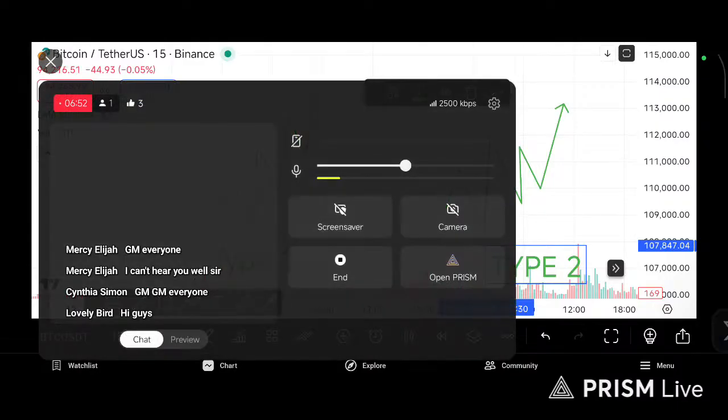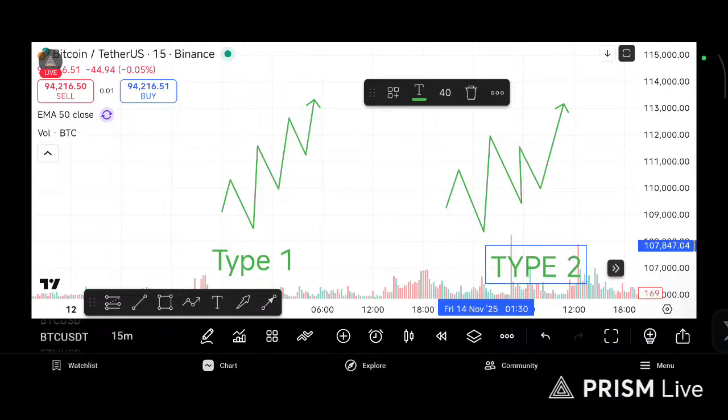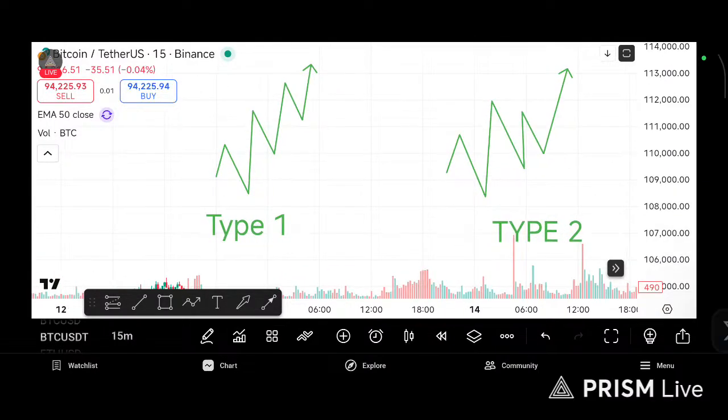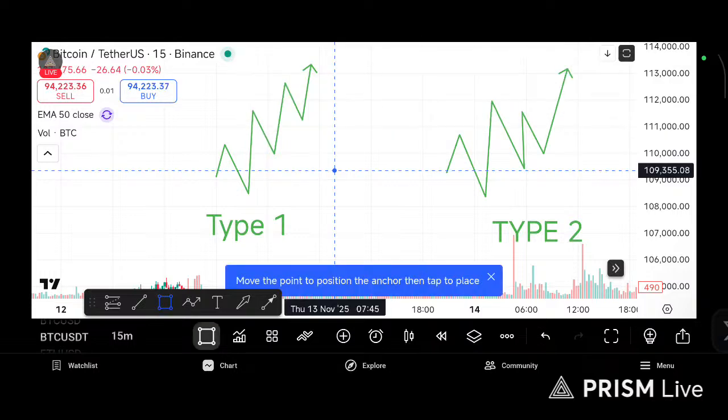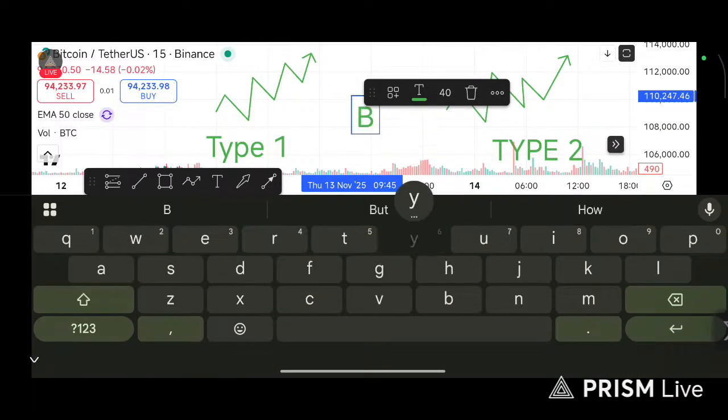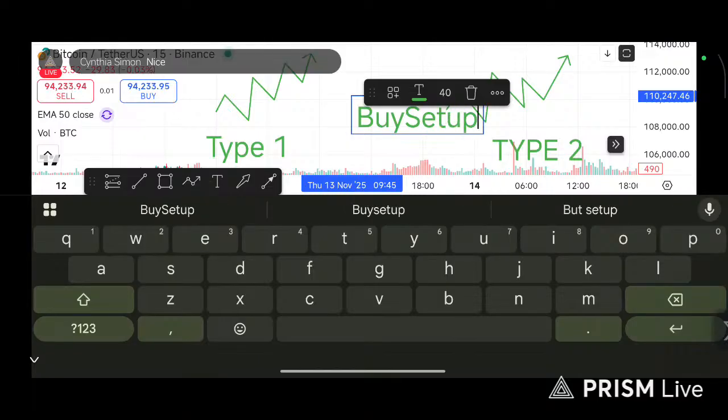So in this type 2 liquidity, this is how it goes. This is for the buy setup, right? So for the buy setup, this is the kind of liquidity, type 1 liquidity, we have.